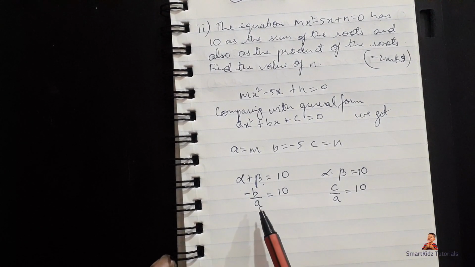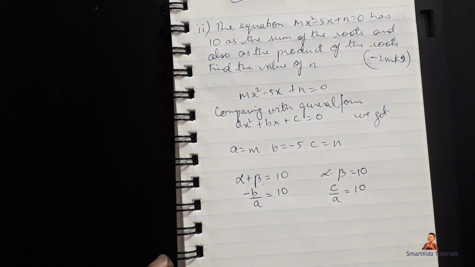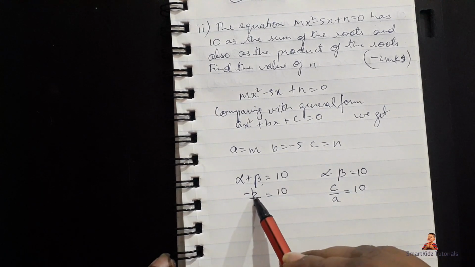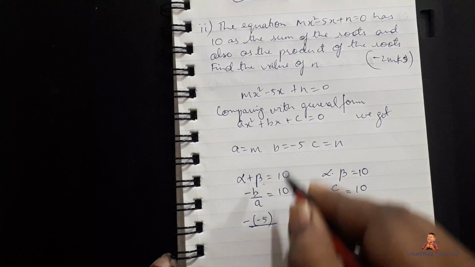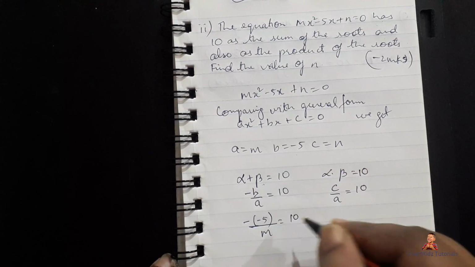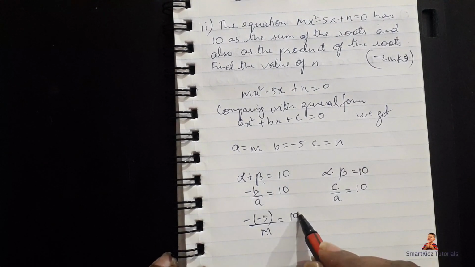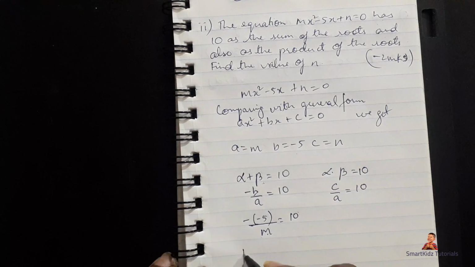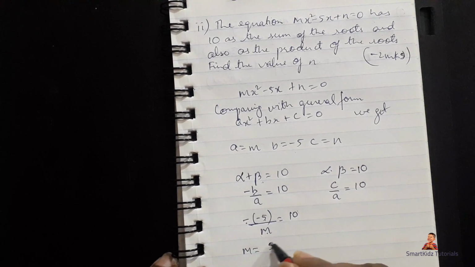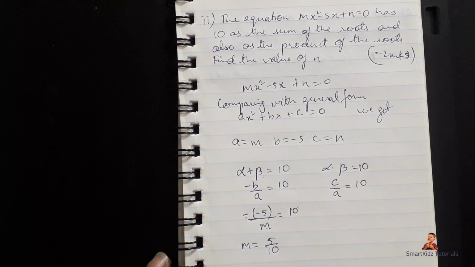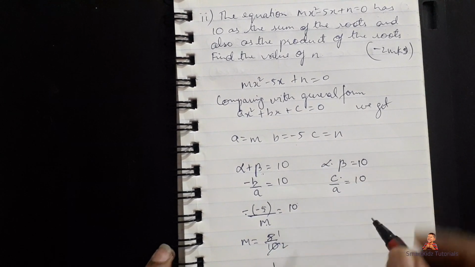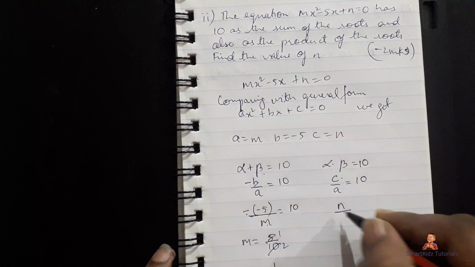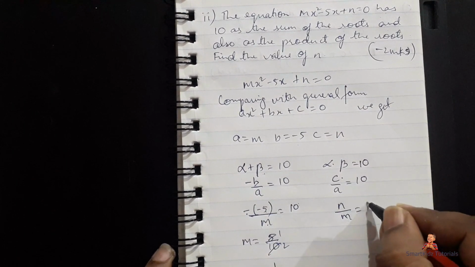Now in both the cases, if you notice, here you have minus b, which we write over here as minus minus 5, and upon a, which is m, equal to 10. So m I'll take on top and 10 will bring down. So we will get m equal to, minus and minus give plus, 5 upon 10. 5 1s are 5, 5 2s are 10. So that means we get m is equal to half. In this case, c, which is n, and a, which is m, we write n upon m equal to 10.